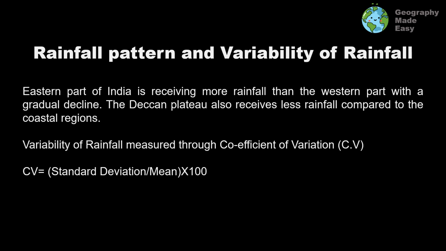So the variability of rainfall, that is how much variation there is every year, can be measured with the help of a statistical tool called the coefficient of variation. Coefficient of variation is standard deviation by mean into 100. This formula tells us how much deviation from the normal rainfall is taking place.